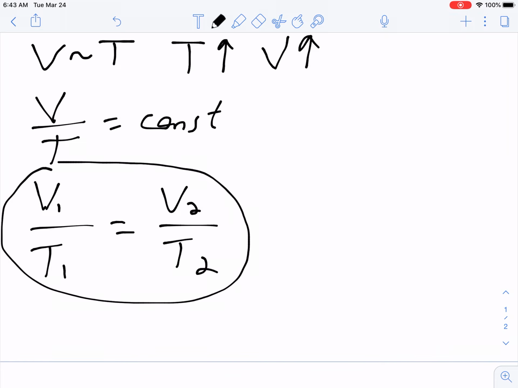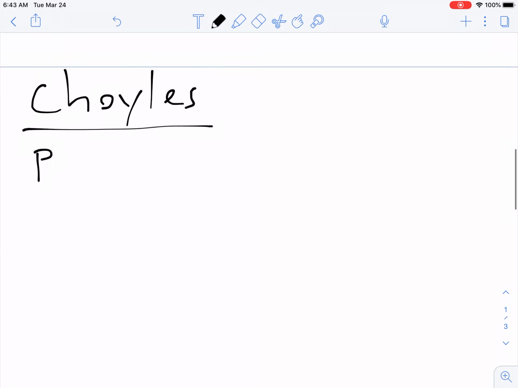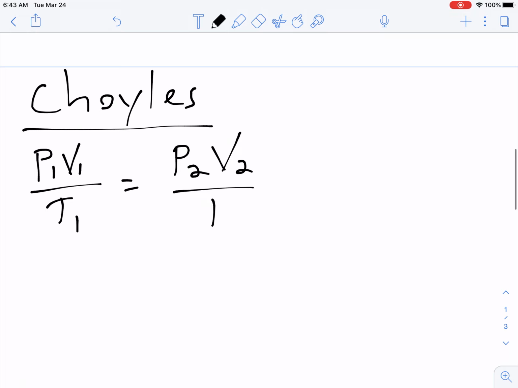If you combine Boyle's law and Charles' law, you get the combined gas law. The combined gas law, which is the combination of Charles and Boyle. I like to call that Choyles' law, which is just a silly name for the combined gas law, combining Boyle and Charles. Ha ha ha ha, joke. At any rate, the combined gas law is when we combine these two. So we have P1 V1 over T1 equals P2 V2 over T2. This is Choyles' law, the combined gas law.